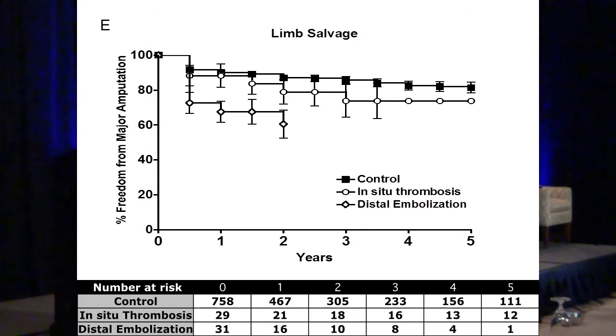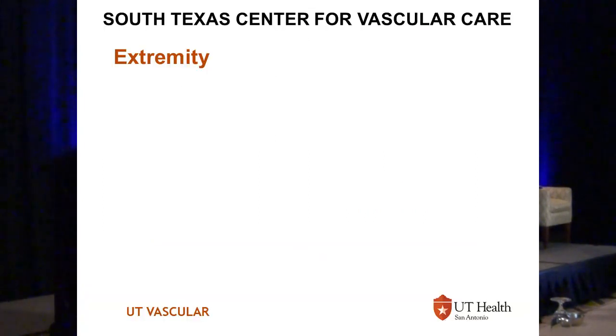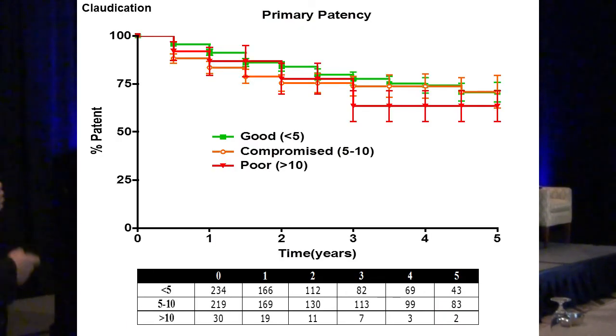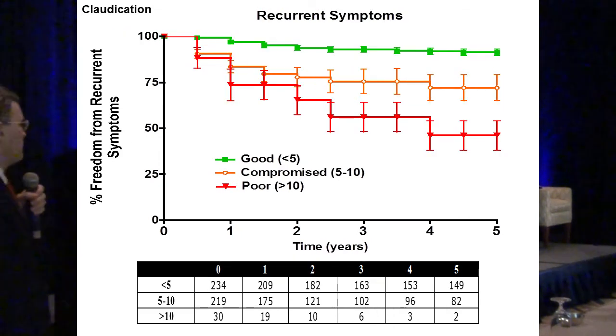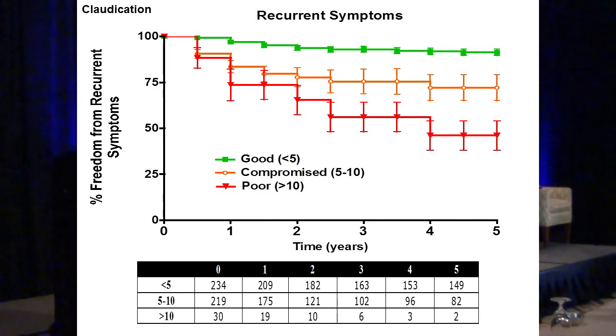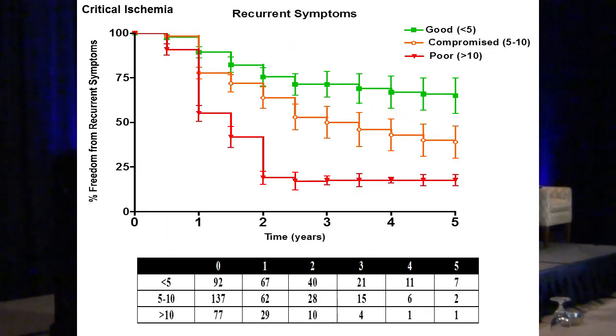But what about the extremity? Well, in general, you can look at your tibials and you can take the reporting guidelines from the SVS that are recently published, which suggest that you can look at an idea of impedance within the limb, and it goes to about 15. And if you take each of the ones that might have good runoff, compromised runoff, or poor runoff, you get a little bit of change in your primary patency, but a significant change in the patient's problems with more recurrent symptoms as that runoff reflects. This reflects both the anatomy of the leg, but also the biology of the patient. And similarly, if you want to look at recurrent symptoms in critical limb ischemia, it's even markedly worse.